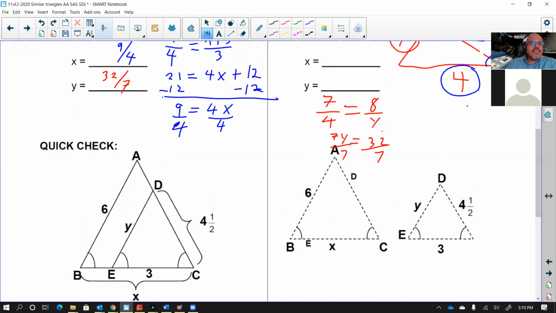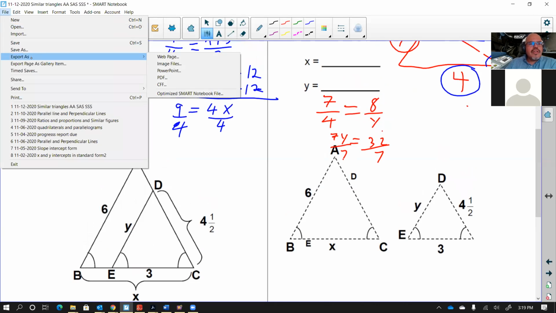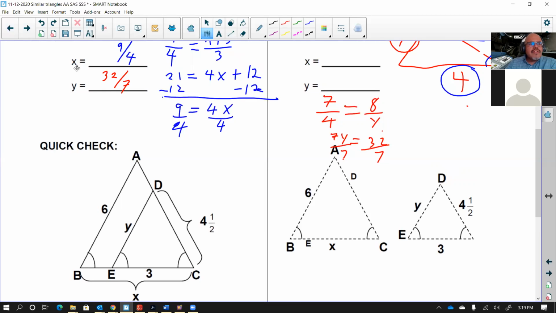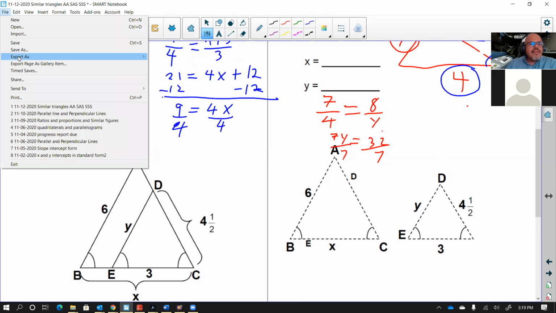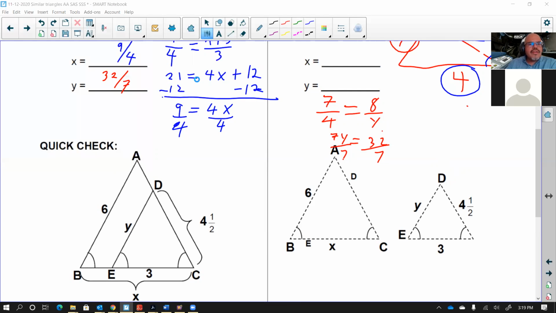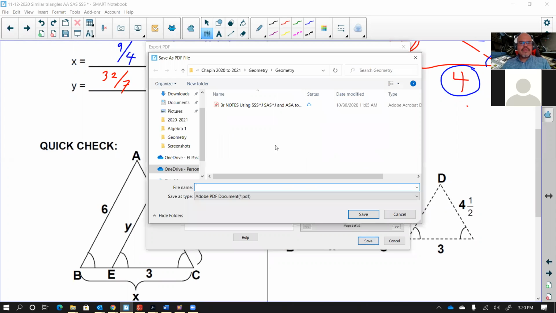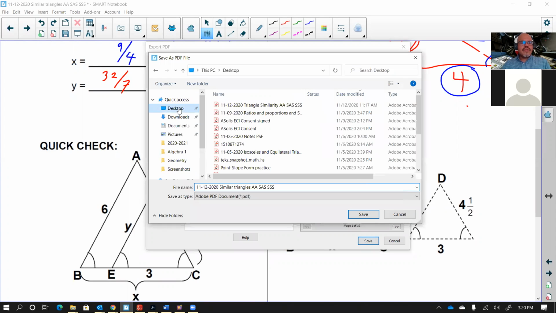We'll go ahead and do this first. Let's see. Export PDF, not CCF. PDF, and full page. We're only going to do the first 5 pages because you don't need everything. This one. This one.